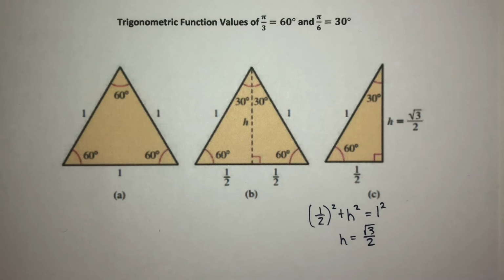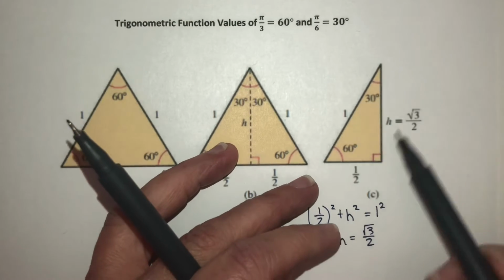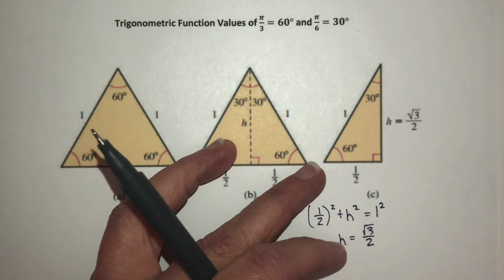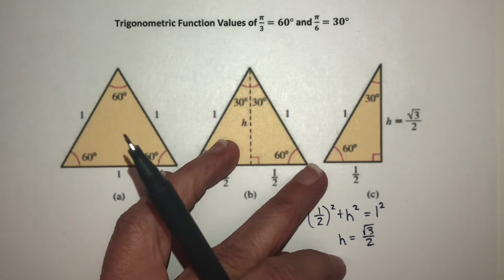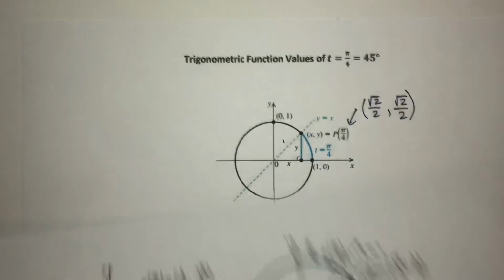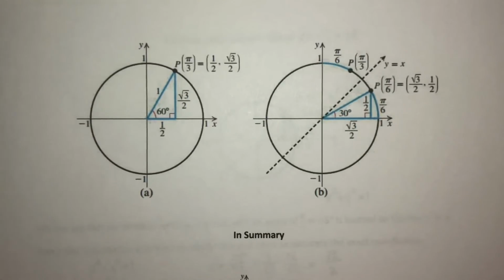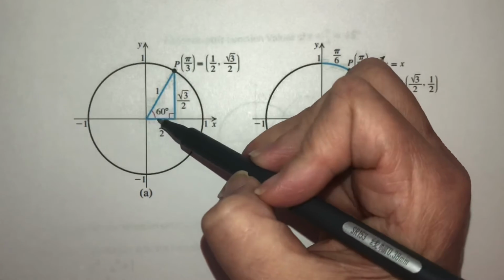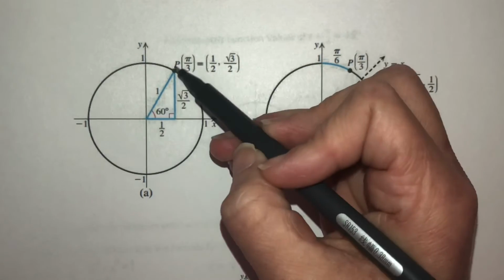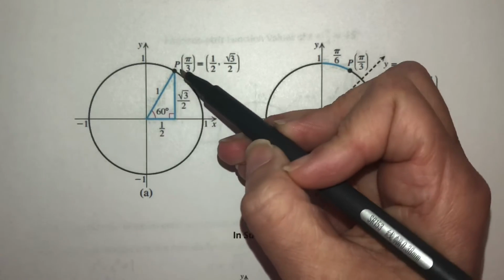Now what we're about to do is take this 30, 60, 90 angle and place it onto the unit circle. So if I do it like this, and I put the 60-degree angle right here, this is your hypotenuse, it is the radius, it is 1.